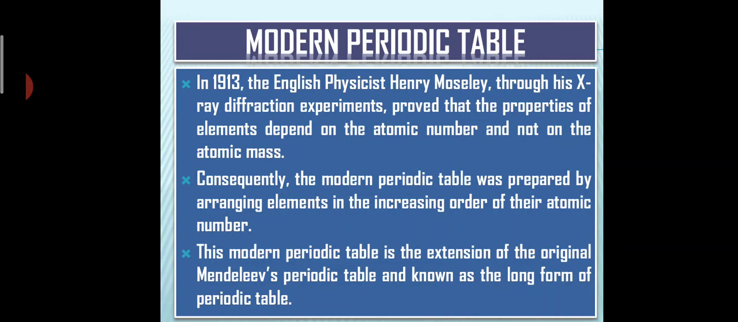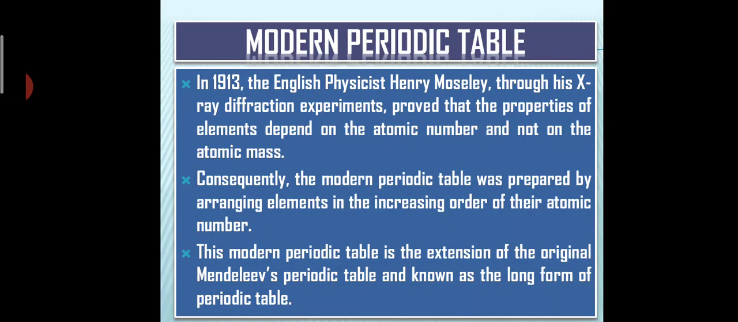Through his X-ray diffraction experiments, he proved that properties of elements depend on the atomic number and not on the atomic mass. So this person came and said very clearly that all the properties of the elements are completely dependent on the atomic number only. It is not on atomic mass. So Mendeleev's periodic table was completely a failure because he arranged the elements based on atomic mass only, which is not correct. So he corrected.